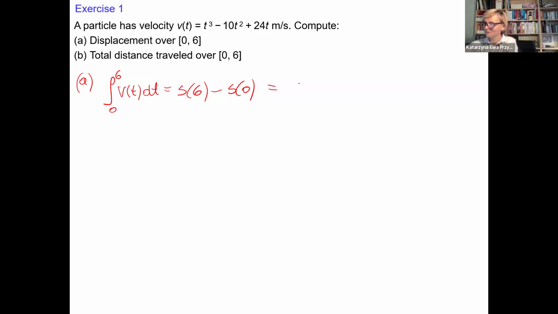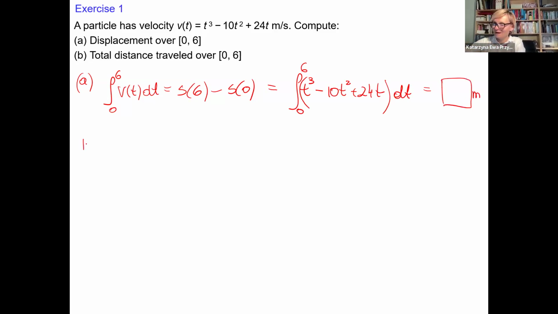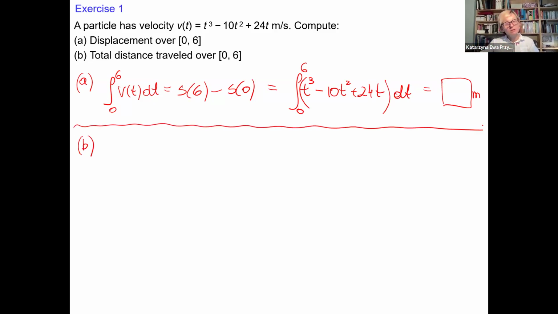Okay, and we can quickly do it. Or maybe I can leave it, because that's way too easy. 24t, correct? dt. Okay, that means you know what to do. You can get the antiderivative, substitute 6, substitute 0, and get the final meters. Okay, but let's do part B. Total distance traveled between 0 and 6.